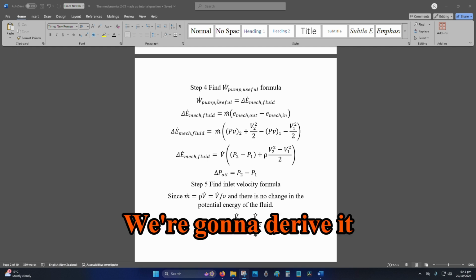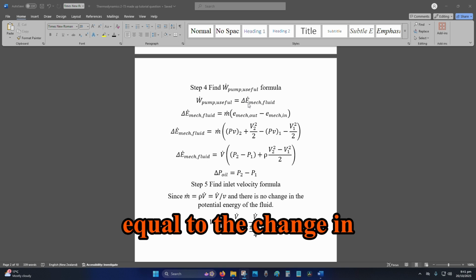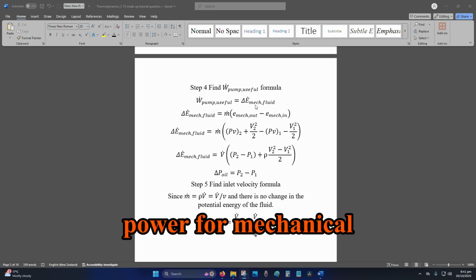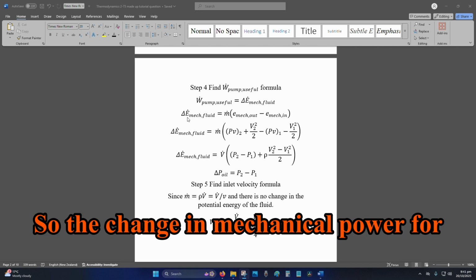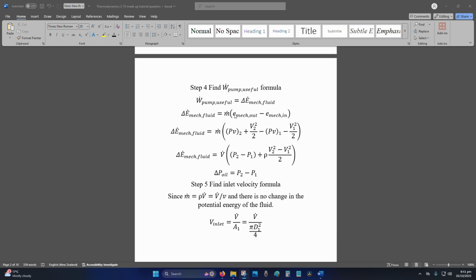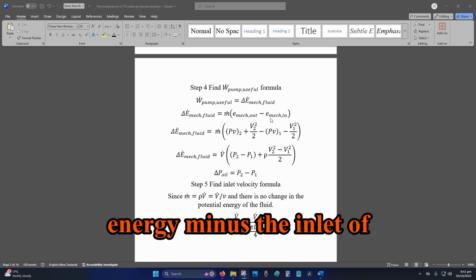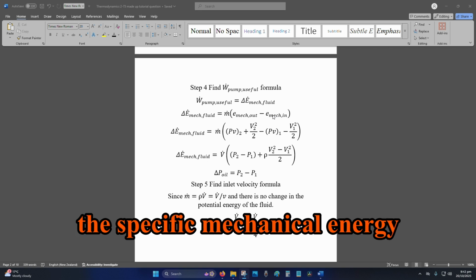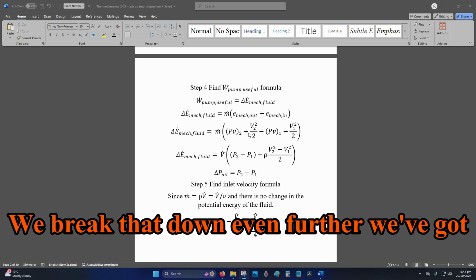So we're going to derive it. Okay, so the useful power of the pump is equal to the change in mechanical power with respect to the fluid. The change in mechanical power for the fluid is mass flow rate multiplied by the outlet specific mechanical energy minus the inlet specific mechanical energy. We break that down even further.